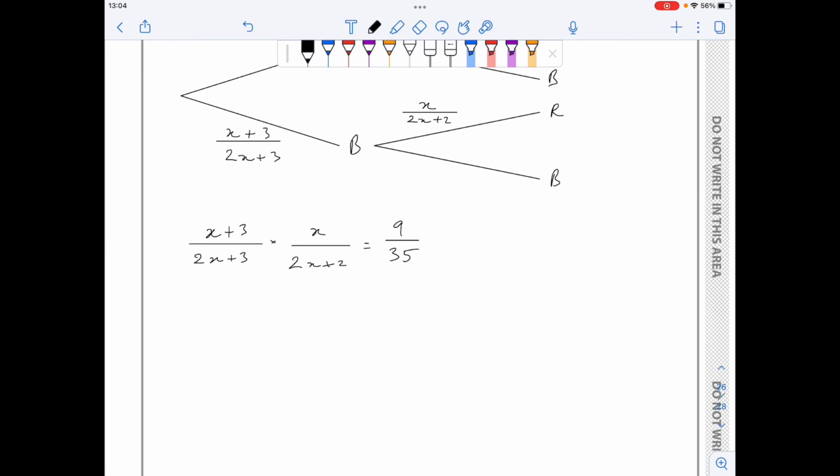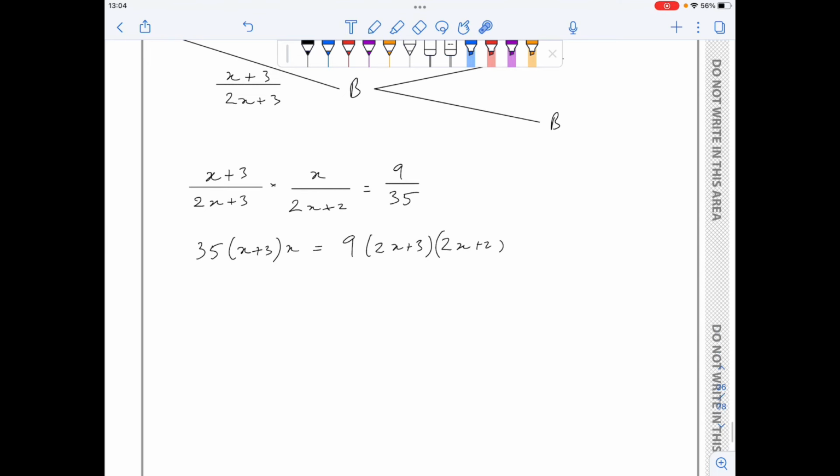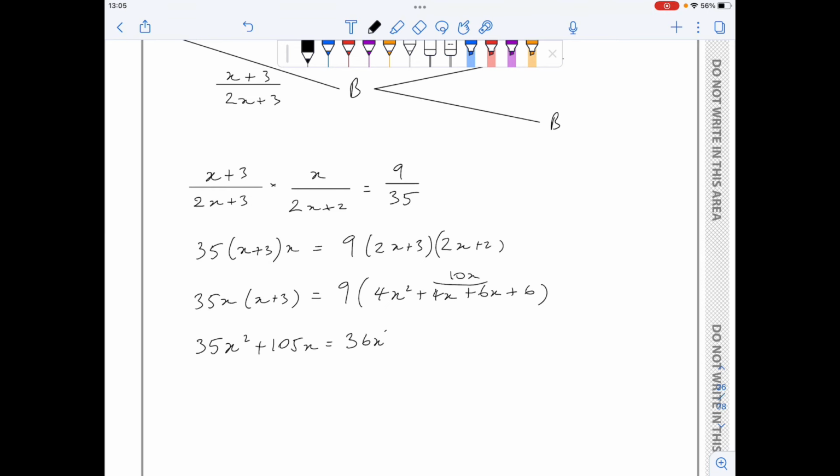And now this becomes an algebra problem. So if I cross multiply, I will get 35 times (x plus 3) times x, and this is equal to 9 times (2x plus 3) times (2x plus 2). So let's expand now. I will multiply 35 with x first. So I get 35x(x plus 3) is equal to 9 times a bracket: 4x squared plus 4x plus 6x plus 6. Note that these two are 10x. And then if I further multiply, I will get 35x squared plus 105x equals 36x squared plus 90x plus 54.